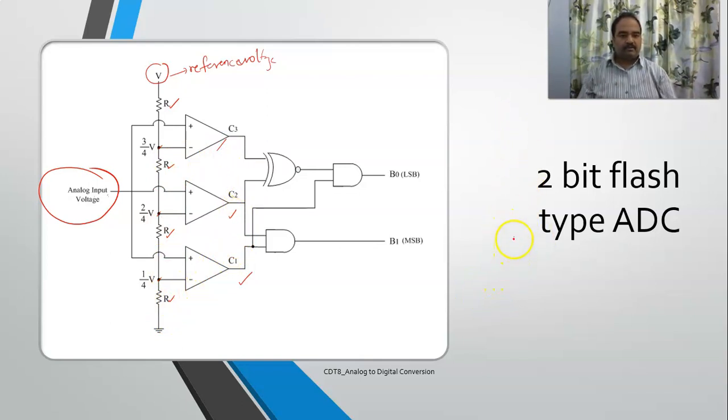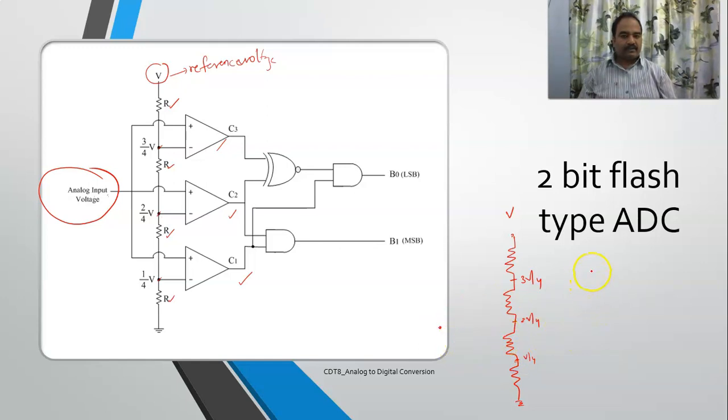See here, I will draw here. Right, this is my reference voltage. Since there are 4 equal resistors, here it will be V by 4, right? Here it will be 2V by 4. Here it will be 3V by 4. Now you need to compare your input voltage with all these things, right?